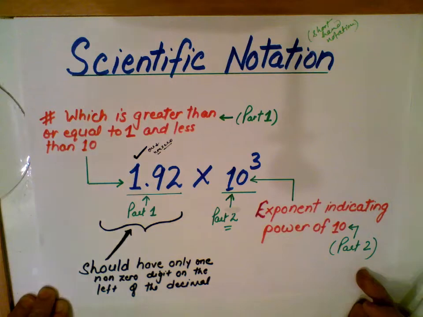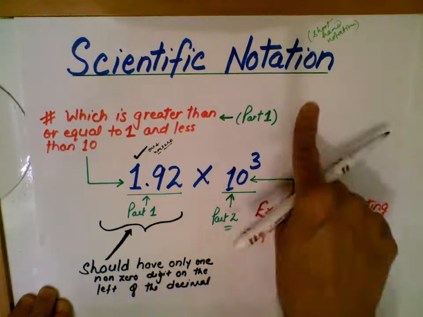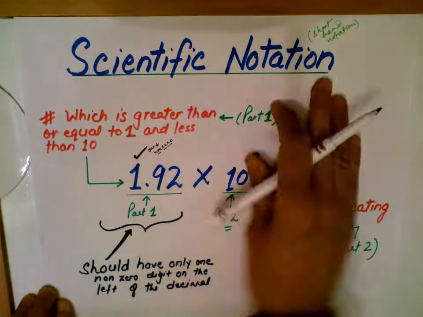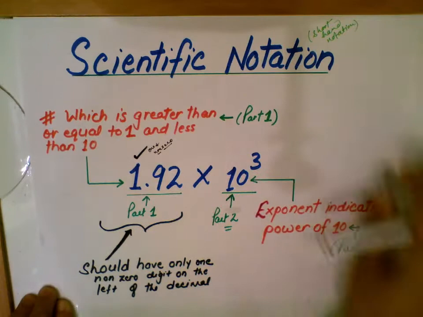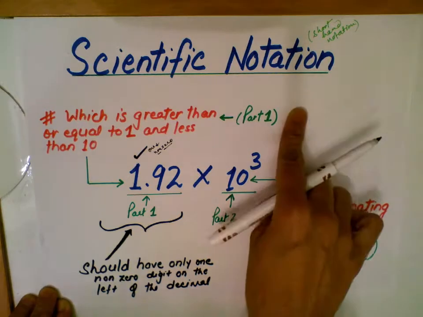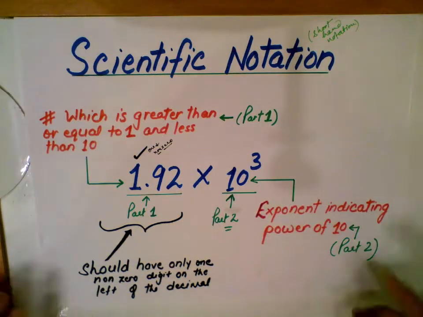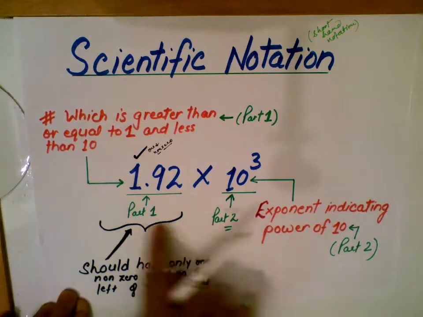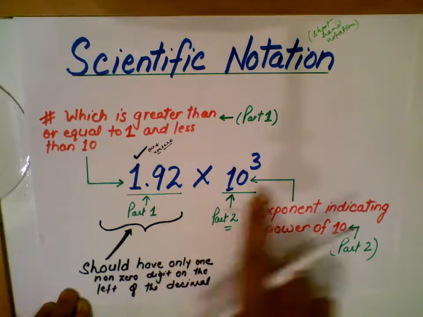This video is on converting ordinary notation to scientific notation and then scientific notation to ordinary notation. Scientific notation is also called shorthand notation, and ordinary notation is also called long form. When you express a number in scientific notation, it has two parts. The first part is this one and the second part is this one.